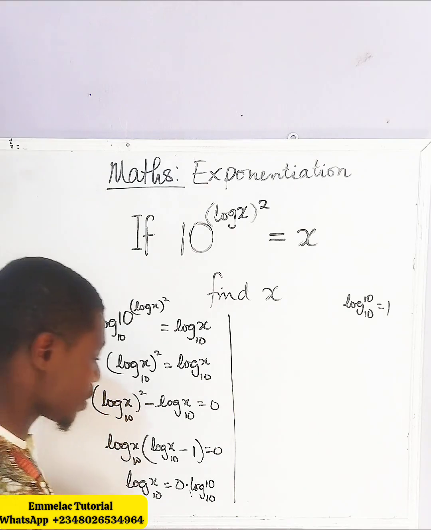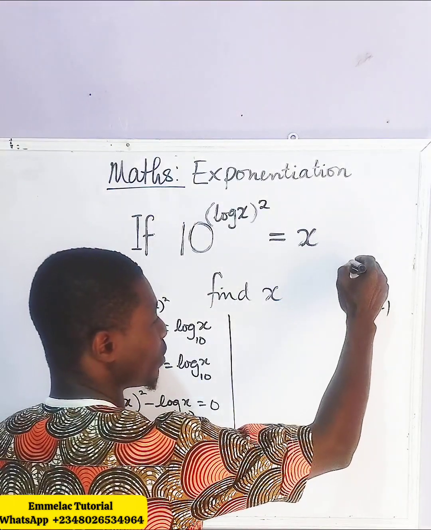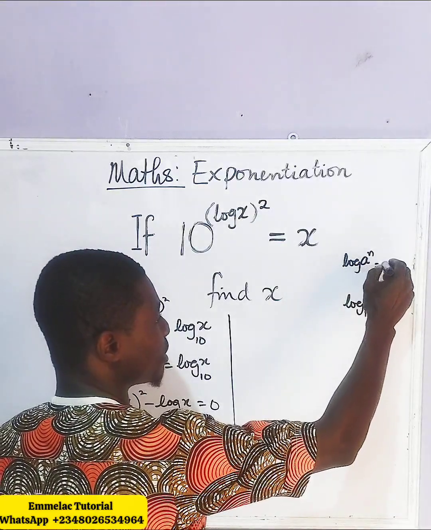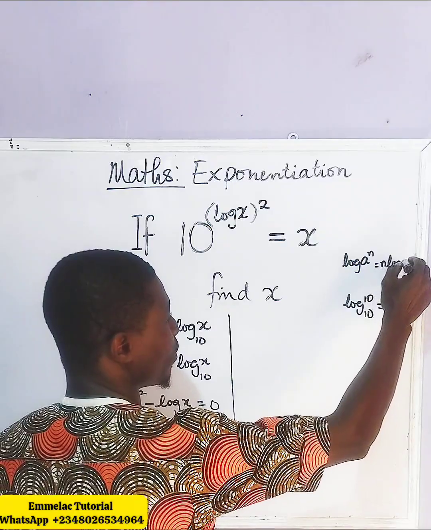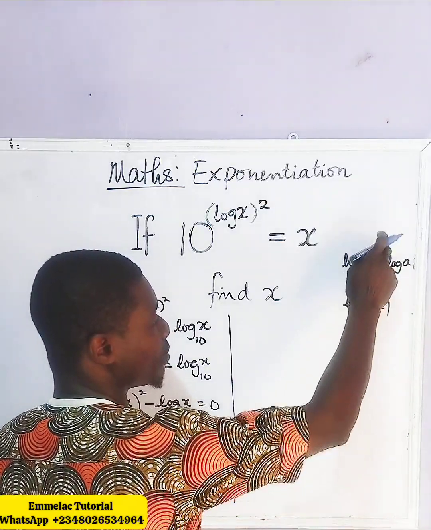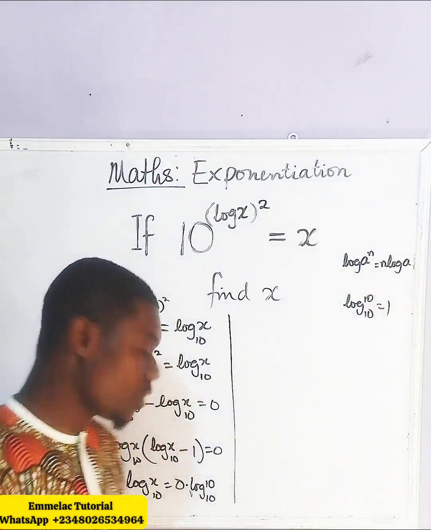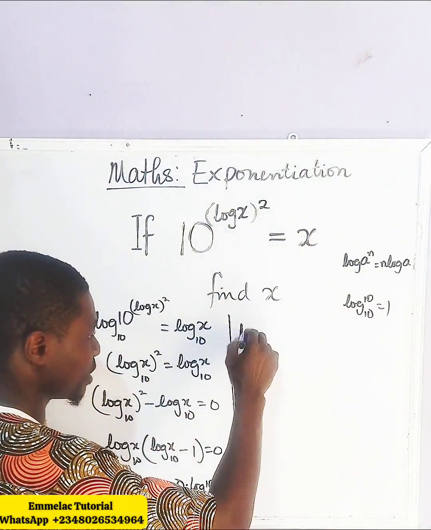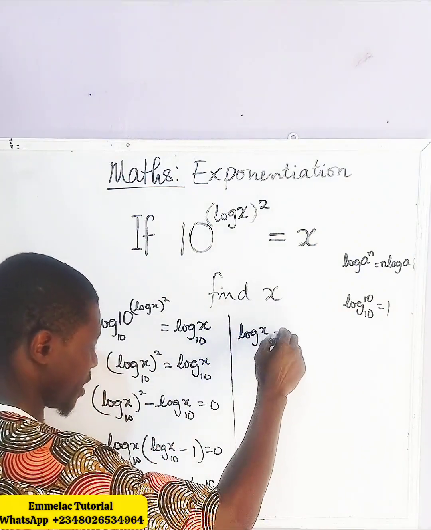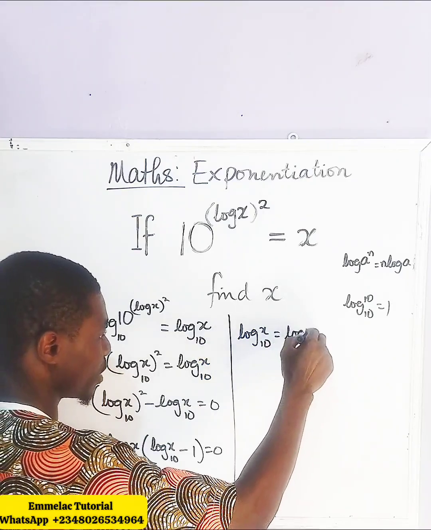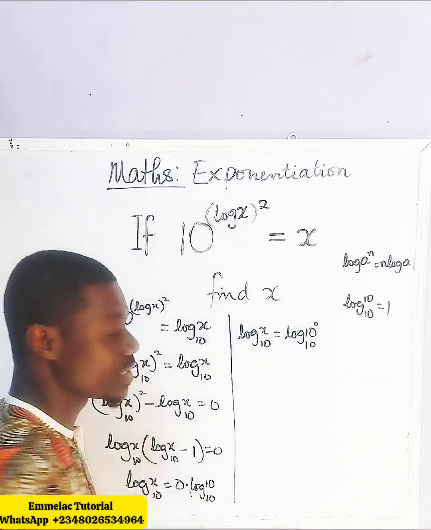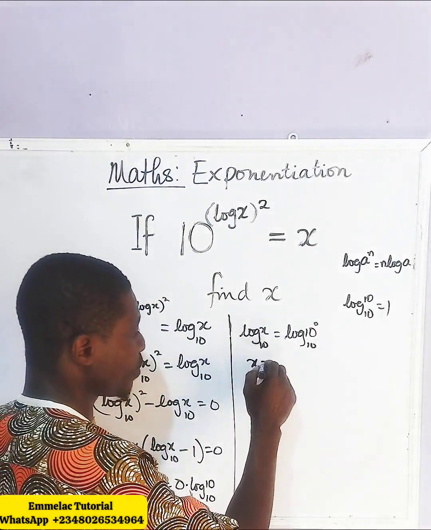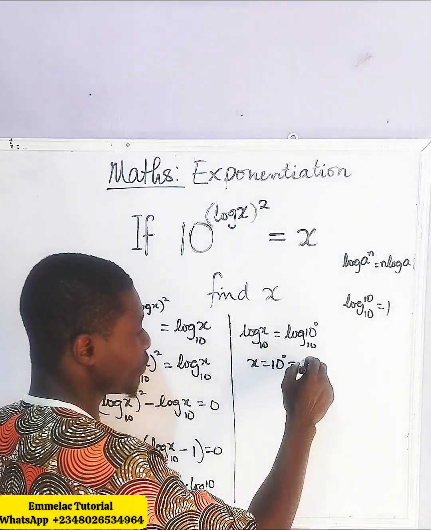According to this law in logarithm, log a raised to the power of n is the same thing as n log a. Applying this principle here, log x base 10 then equals log 10 raised to the power of 0, base 10. So by comparison we can say x equals 10 raised to the power of 0, giving us 1.